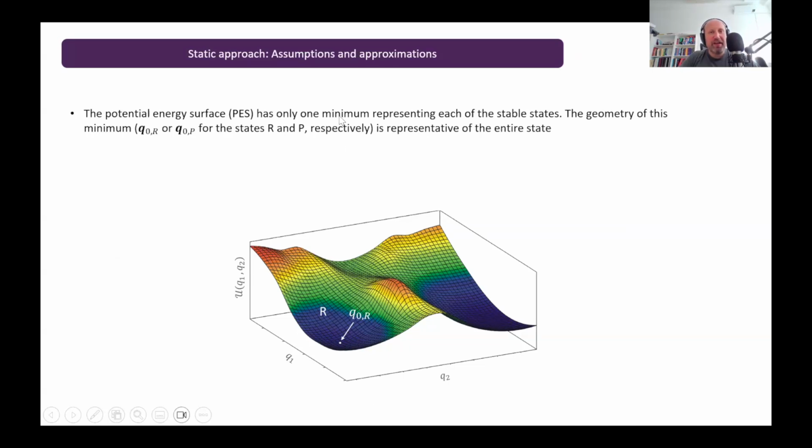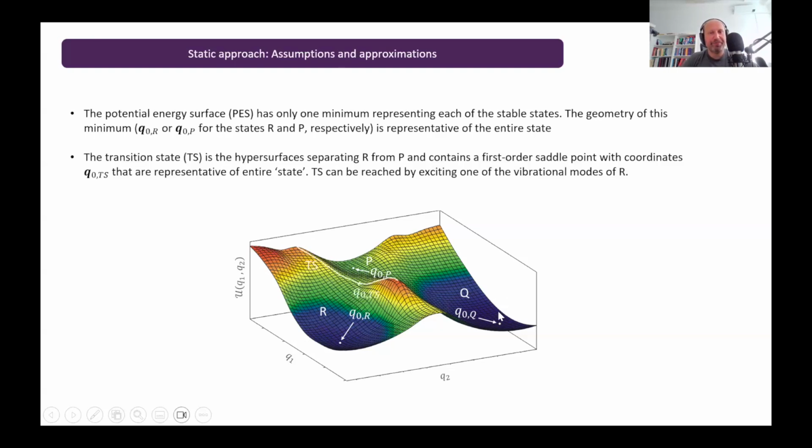Now, within this static approach, we assume that there is only one minimum representing each of the stable states. The macrostate is the sum of microstates from a certain valley on this potential energy surface. The special point is the minimum, with a geometry that is meant to be representative of the entire stable state. And the same holds for other stable states: for another stable state, we have another minimum, another valley, another basin, and the corresponding minimum is representative of that state, and the same perhaps for some reaction intermediate.